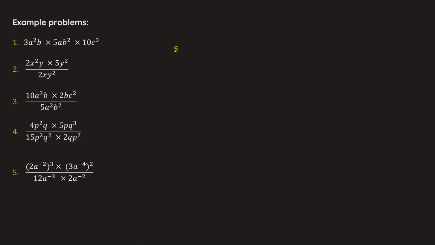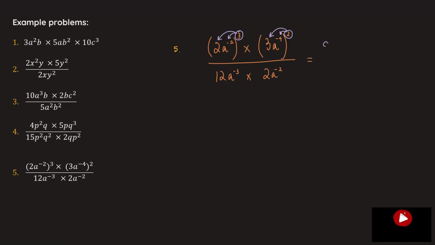Finally, for the last question, let's go ahead and simplify the numerator. Before we multiply the coefficients, you can observe that there is a power outside the bracket. So we'll have to solve that first. This power 3 over here belongs to this 2 and this a to the power minus 2. Likewise, this 2 over here also belongs to both the coefficient and the variable. So let's distribute that. 2 to the power 3 becomes 8. A to the power minus 2 to the power 3, that's remaining.